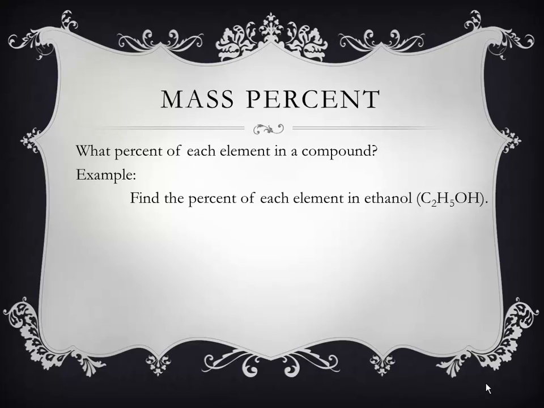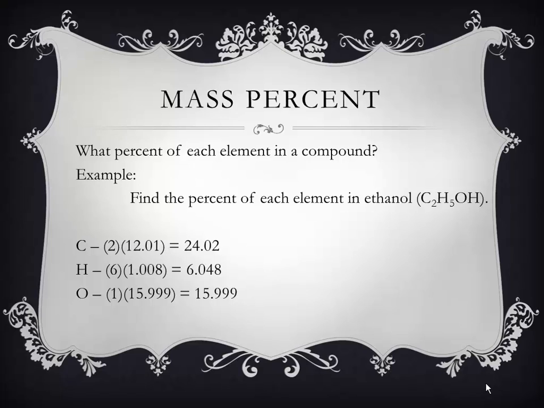So here we have ethanol, C2H5OH, things that make it go boom. And you want to find what percent of each element is in the compound. The first thing is to find the molar mass of ethanol. So 2 carbons, 6 hydrogens, and 1 oxygen gives you a total of 46.07 grams per mole.